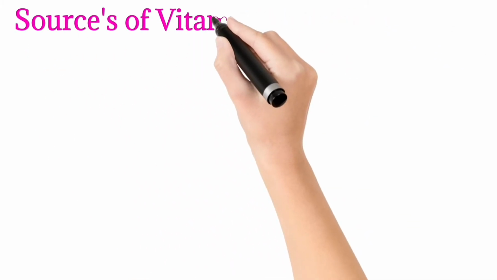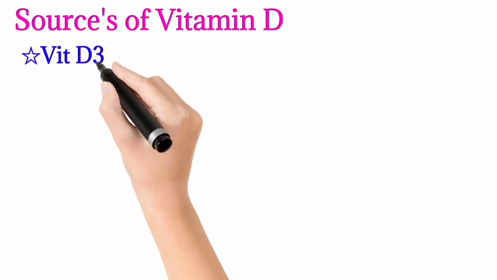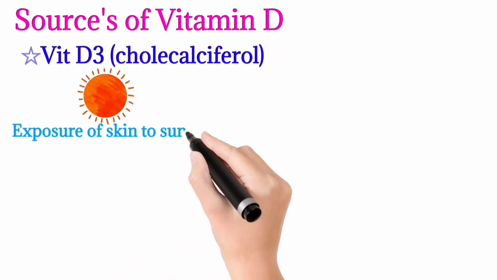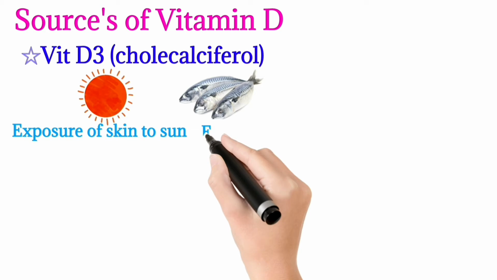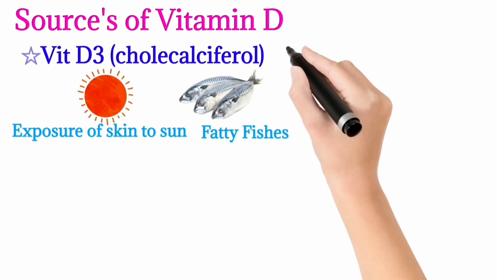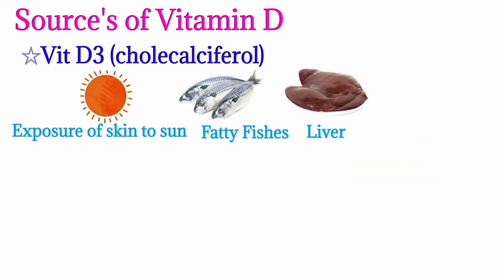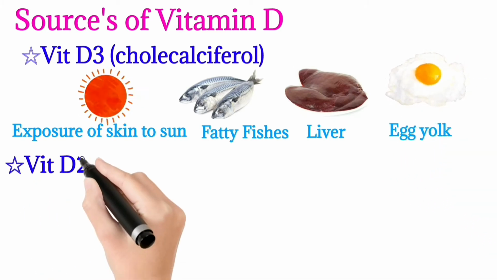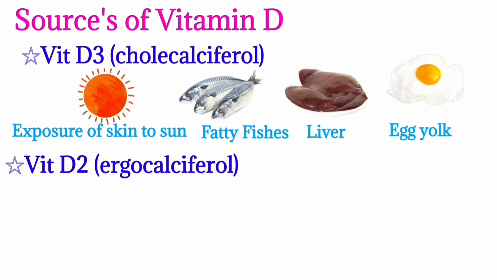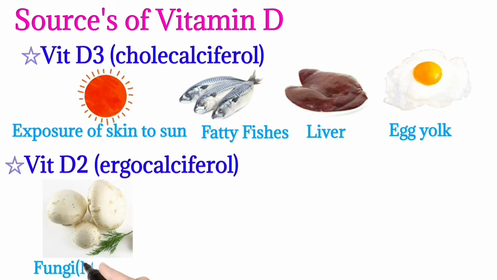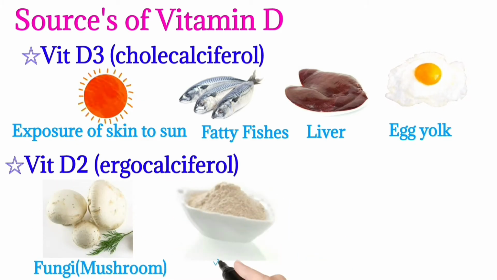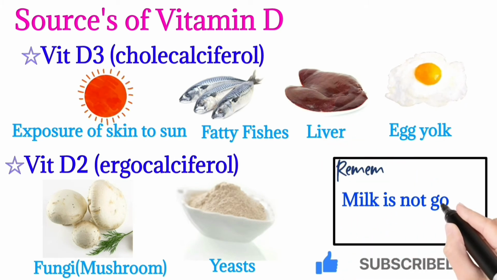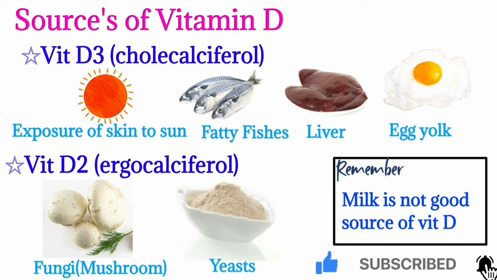Sources of vitamin D. Sources of vitamin D3 include exposure of skin to sun, fatty fishes, liver, and egg yolk. And D2, which is ergocalciferol, is found in fungi and yeast. Dear students, remember that milk is not a good source of vitamin D.